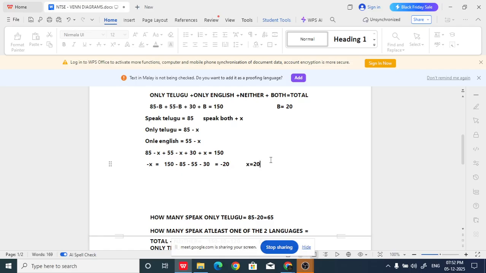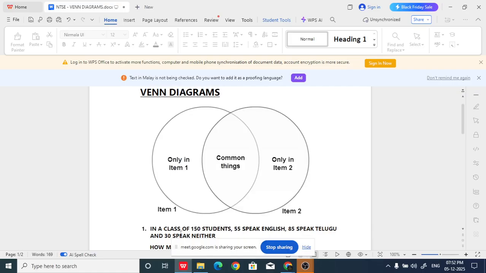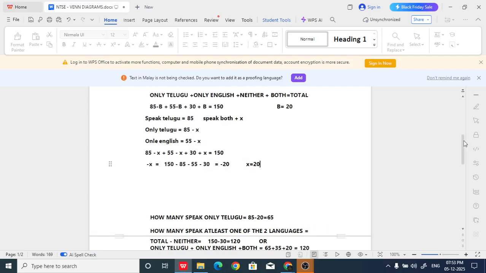Now from the beginning we will look at the question. In a class of 150 students, 55 speak English, 85 speak Telugu, and 30 speak neither, meaning neither English nor Telugu. How many speak both? That is the question. So the formula says people who speak only Telugu plus people who speak only English plus people who speak neither plus people who speak both equal to total. So we have taken people who speak Telugu is 85 and English 55. People who speak both is equal to x.